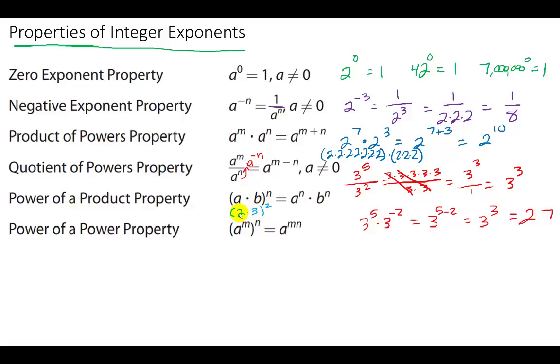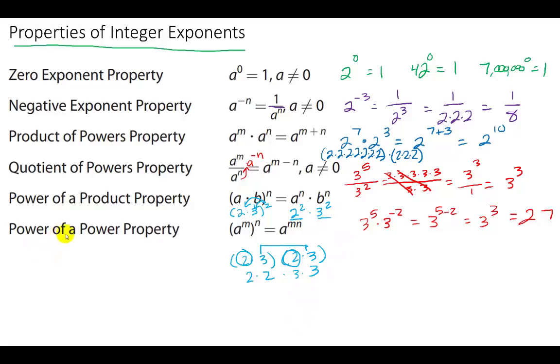The power of a product property says if I have, let's say, 2 times 3 squared, that's saying I have 2 times 3, 2 times 3. What the power of a product property says is you could distribute the exponent, the 2, to everything inside. So it's 2 squared times 3 squared. I have 2 2's and 2 3's, which is 2 times 2 from both parts, and 3 times 3 of these two as well.